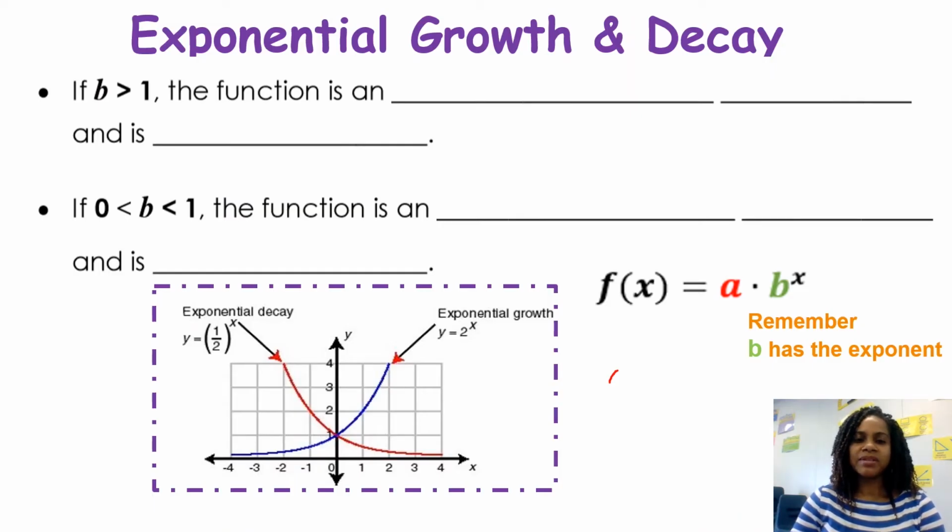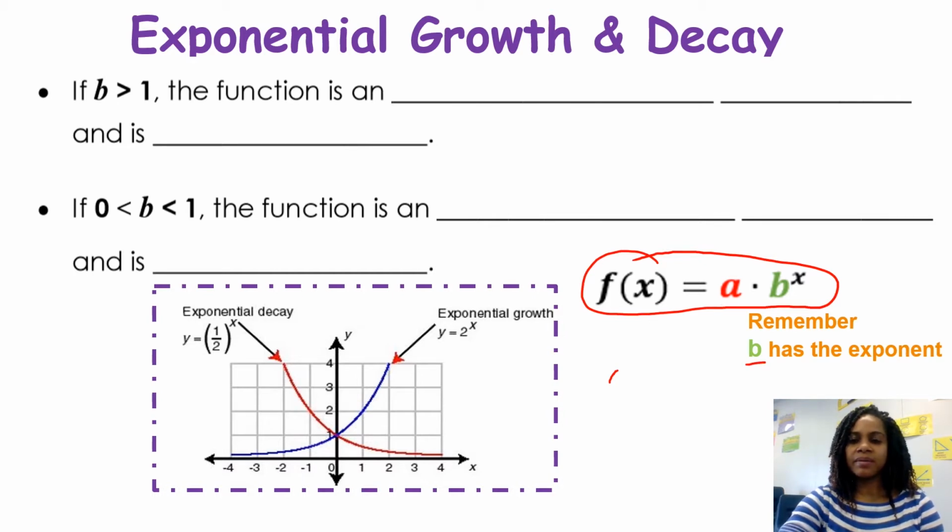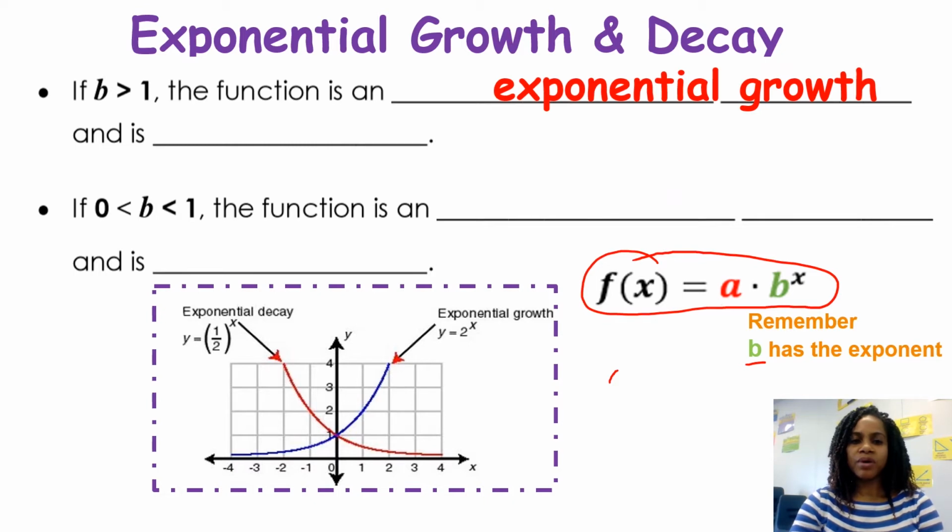Recall from our previous lesson or just prior knowledge that an exponential function is written in the form of f of x is equal to a times b to the x. I'm circling it right here. And remember, b is the number that has the exponent. So now when we're looking at exponential growth and decay, if b is greater than 1, the function is a growth and it is increasing.